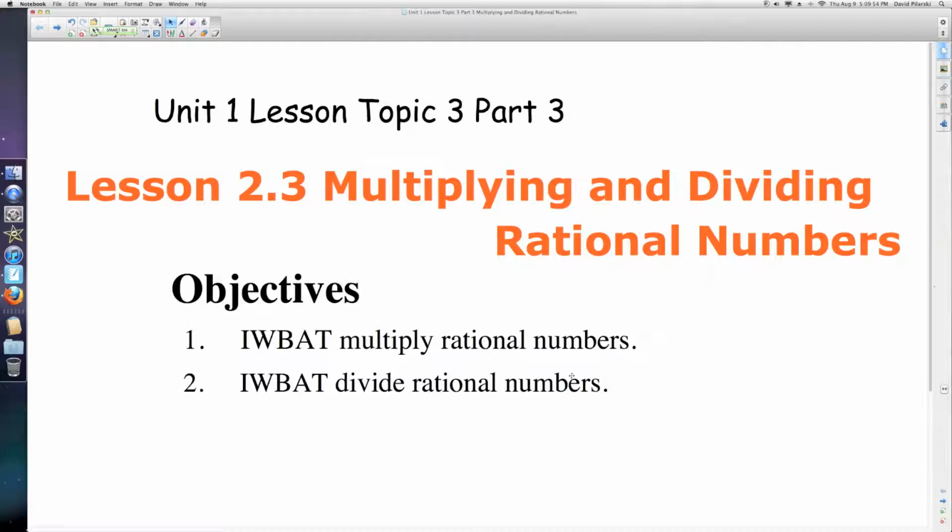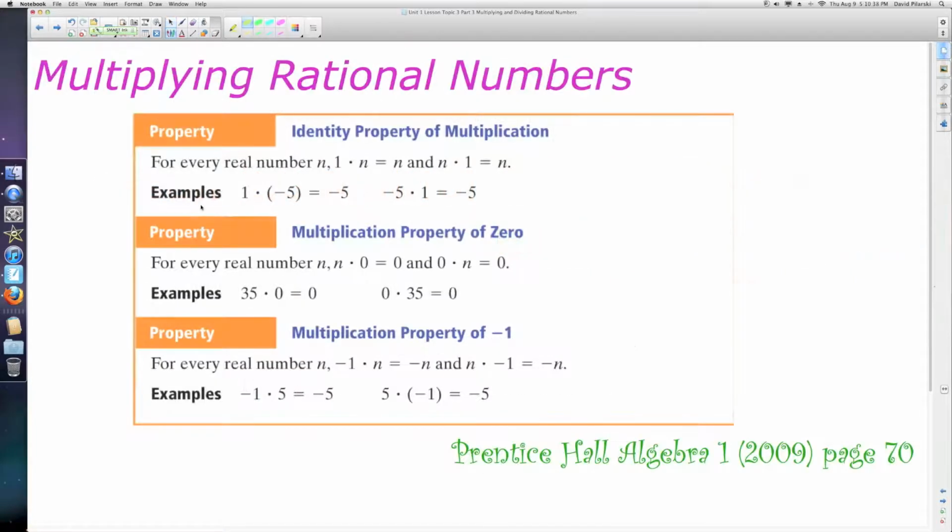In our previous lessons, we looked at the rules for adding and subtracting rational numbers. Now, we're going to look at the rules for multiplying and dividing. So let's get this math party started. When multiplying rational numbers, we have to be worried about some basic properties that you probably already know, but it's good to review them. Our first property here is the identity property of multiplication.